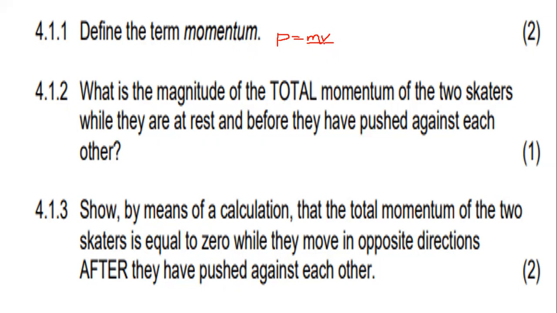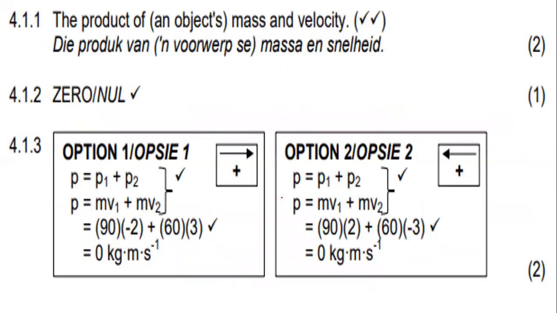You just look at the formula and say, oh, I'm multiplying mass with velocity. In other words, momentum is the product of the object's mass and its velocity. And with that, we are going to get 2 marks. And you can see there, my dear learners, it is 2 marks or nothing. It is the product of an object's mass and velocity, and that gives you 2 marks or nothing.